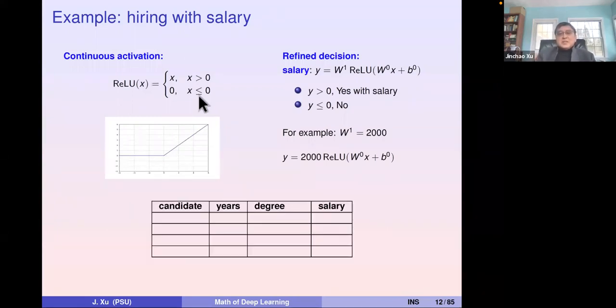So you write this neural network. What you do is take different candidates, and not only do you decide whether to hire the people, you also come up with a salary. So we need a little bit more complicated formula to make the decision. And this one actually uses new neural network activation functions.